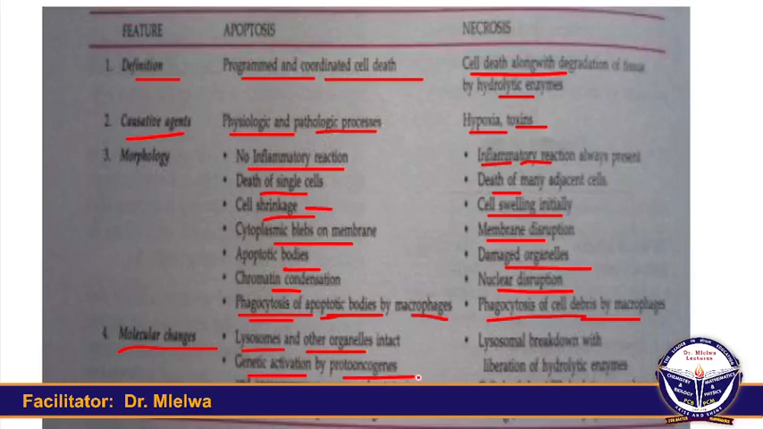Genetic activation by proto-oncogenes, naona proto-oncogenes ni jini ambazo tumesoma kwenye biochemistry, ni jini ambazo zinakuwa zinazuia cancer, na namna yao ya kuzuia cancer ni kuua seli ambazo zina proliferate kwa speed ambayo sio ya kawaida, zinaitwa proto-oncogenes. Proto-oncogenes zikishindwa kufanya kazi, mtu lazima apate neoplasia, apate cancer. So proto-oncogenes, they are very important to prevent cancer.